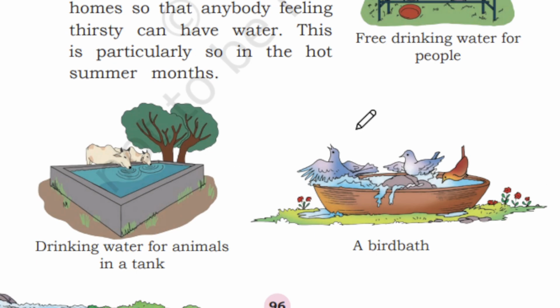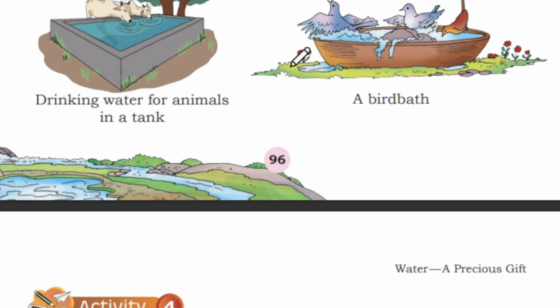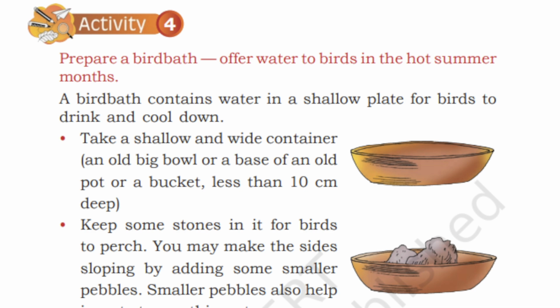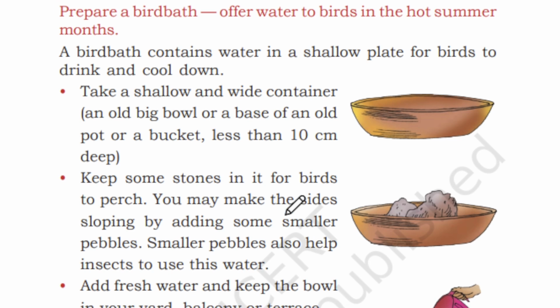See this image, bird bath. So next they have given a picture. Prepare a bird bath. Offer water to birds in hot summer months. Okay, see, they have given it in detail. So let's see. A bird bath contains water in a shallow plate for birds to drink and cool down. Take a shallow and wide container or a base of a whole pot or a bucket less than 10 centimeter. Yeah, it should be less than 10 centimeter because small birds also will come, right? So it should be less than 10 centimeter.